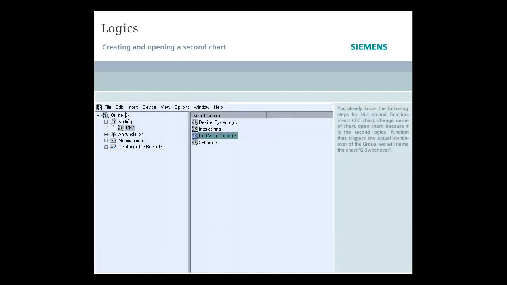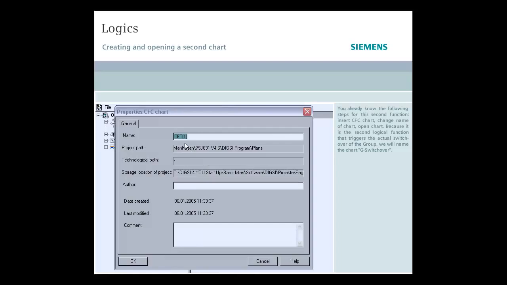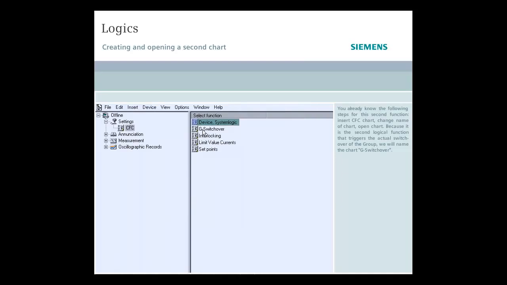You already know the following steps for the second function: insert CFC chart, change name of chart, open chart. Because it is the second logical function that triggers the actual switchover of the group, we will name the chart G switchover.